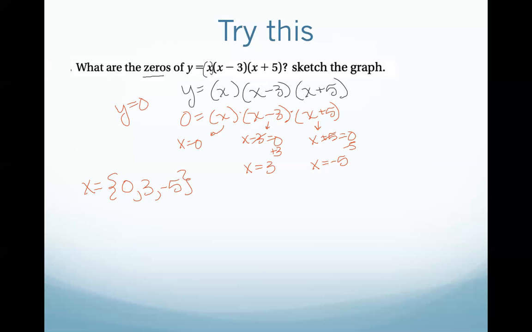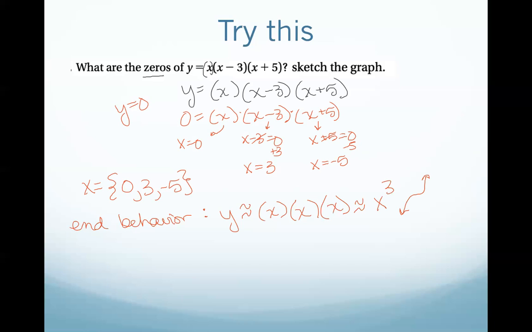Okay, to sketch the graph, I also need to know the end behavior. So to know the end behavior, I have to say y is approximately x, nothing to ignore from that one, times x, ignore the minus 3, times x, ignore the plus 5. So this happens to be the same as our last example. This is x cubed. X cubed looks like this. So we have a down and up end behavior again.